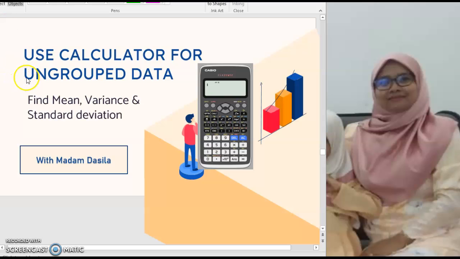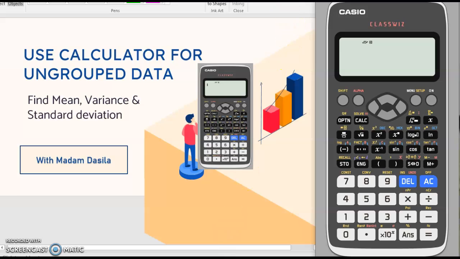Hi everyone, in this video we are going to learn how to use calculator for ungrouped data. We are going to find mean, variance and standard deviation for ungrouped data. I'm going to use calculator FX 570991EX emulator.